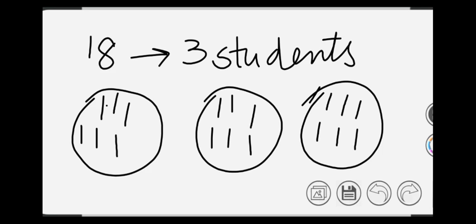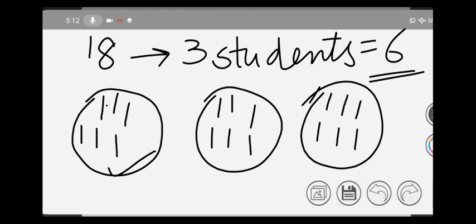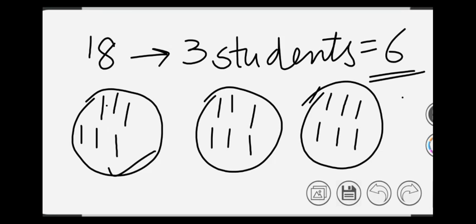So now what we have done, we have divided the whole 18 balls among 3 students equally. We have done one by one correspondence, 1-to-1 correspondence. In that way, now you can see each student has got 6. Each student has got 6 balls.